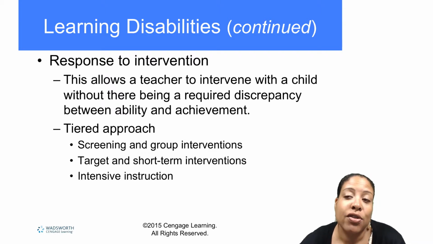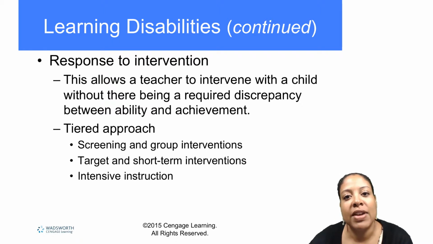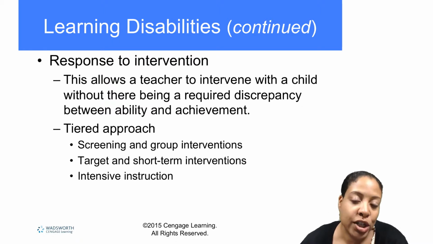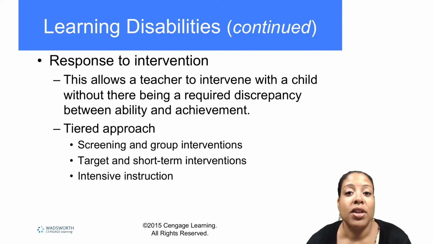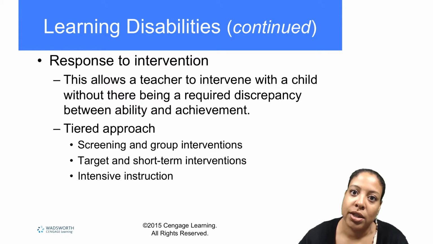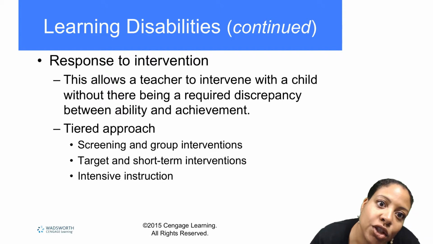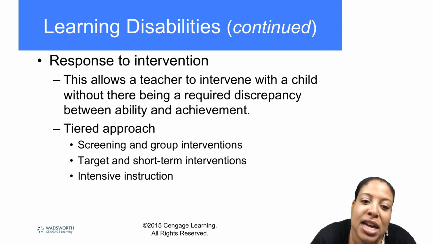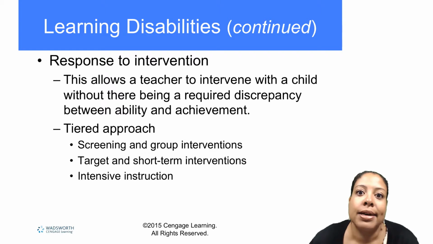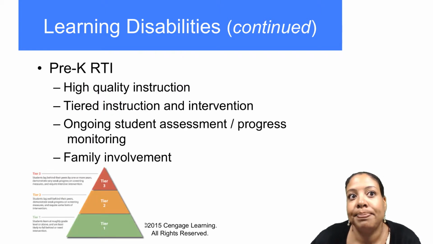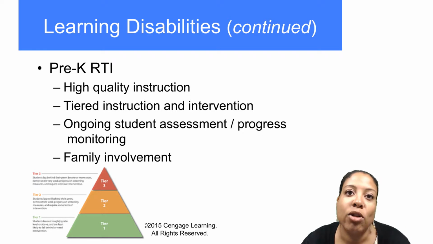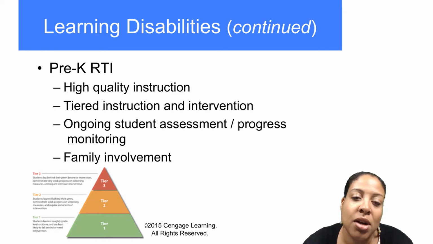This allows a teacher to intervene with a child without there being a required discrepancy between ability and achievement. So these are kind of in-class levels of differentiated instruction that a teacher can address the needs of the varying levels of children in their classroom. Tiered approach is screening and group interventions, targeted and short-term interventions, and intensive instruction. We'll see a sample pyramid on the next slide. So pre-K RTI: high-quality instruction, tiered instruction and intervention, ongoing student assessment and progress monitoring, and then family involvement is also a very important part of it.